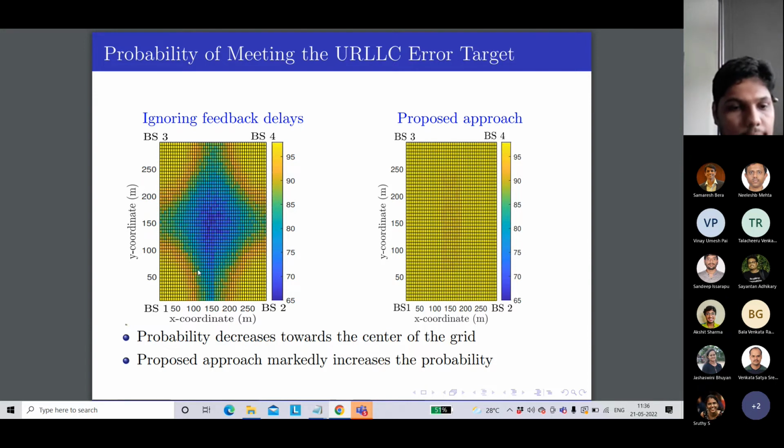There is an observation here. We can see the probability decreases towards the center of the grid, because at the center of the grid the path loss is more. Therefore, the choice of MCS becomes more sensitive to multipath fading. Whereas near the base stations, since the URLLC user is very close to the base station, the path loss is significantly lesser. As a result, the choice of MCS is not that sensitive compared to the center of the grid. In the proposed approach, the probability is at least 93% throughout the grid, because while selecting the MCS we first compute whether the probability of the error being less than the error target is greater than a threshold or not. Therefore, the proposed approach markedly increases the probability.